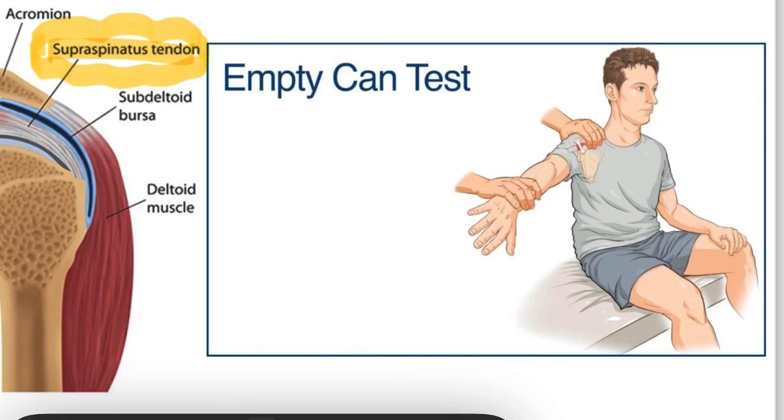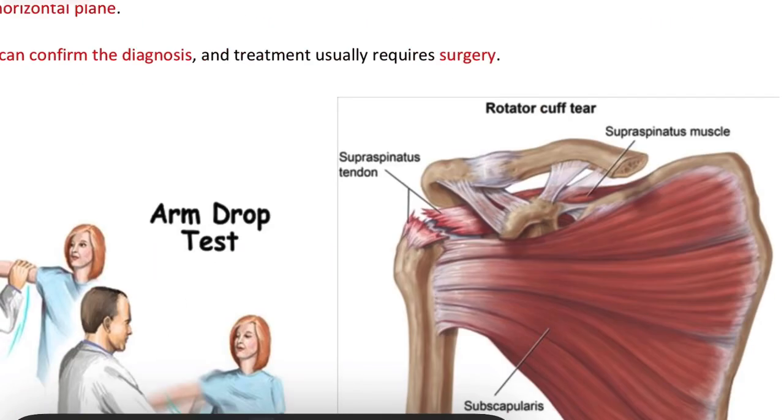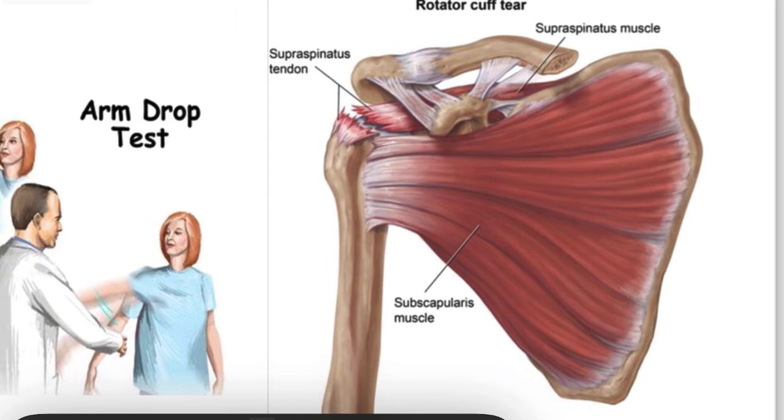Okay, next, on flexion or abduction of the humerus, the space between the humeral head and acromion is reduced, causing pressure on the supraspinatus tendon and subacromial bursa. Okay, next, rotator cuff tears. If you are seeing this image, you can see here this is the supraspinatus muscle, and this supraspinatus tendon got a tear.